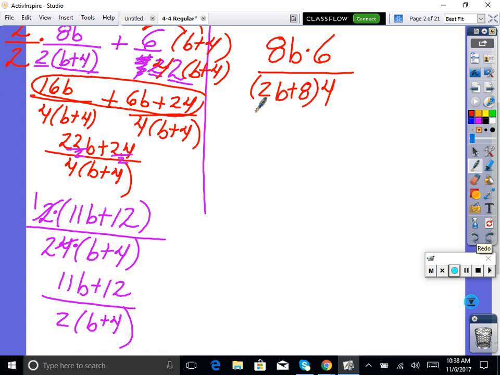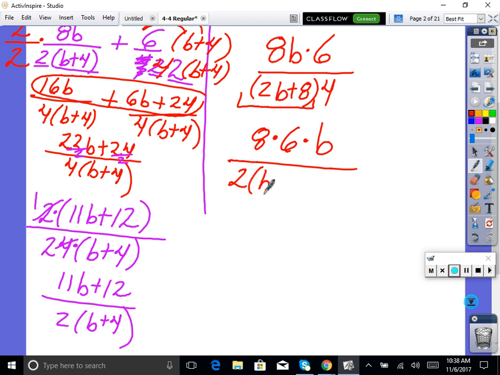Now once again, on top, technically, I have 8 times 6 times b, don't I? I'm just putting the pretty stuff in front. What should I pull out here? 2, so then left is b plus 4, and then we have times 4. Isn't it prettier to put the 4 in front and cross that out? Okay, sweet.